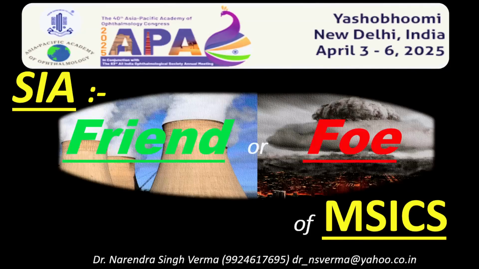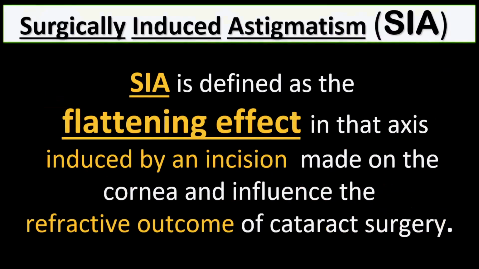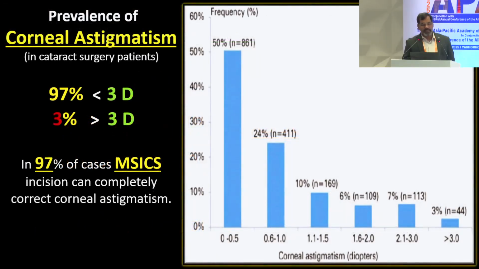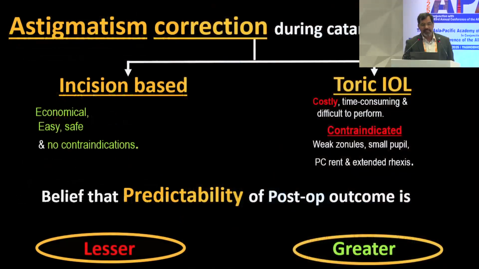Good afternoon, everyone. So my talk is SIA, a friend or foe for MSICS incision. SIA is defined as the flattening effect in the axis induced by the incision, which is made on the cornea, and it will give some refractive outcome. If we see the prevalence of corneal astigmatism in cataract patients, 97% are having less than 3 diopter, which can be totally corrected by MSICS incision, and 3% which are having more than 3 diopter, we can reduce some astigmatism in these cases.